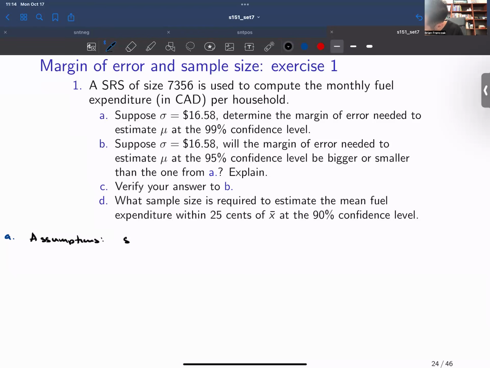So the first assumption is that we collected a simple random sample, which is true based off of the problem. The second assumption is that X bar is normal. We can also check this off, and we can say in this case, by the central limit theorem, because our sample size is significantly greater than 30. And then the third thing we need to know is whether or not we have sigma, which in this case we do have.